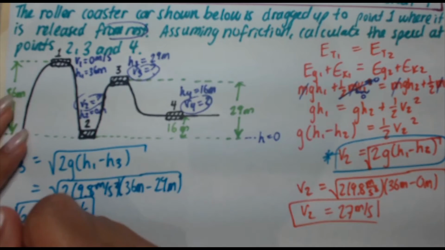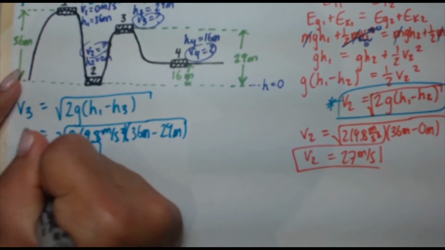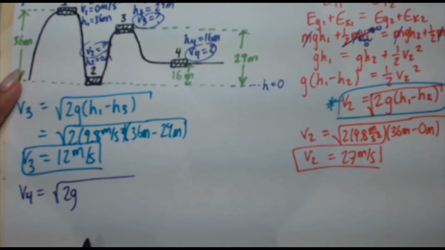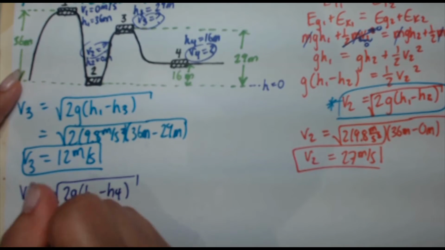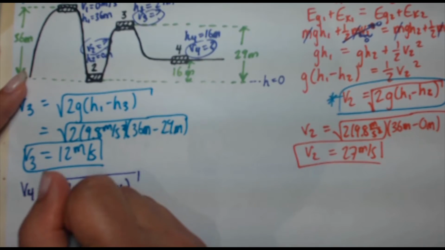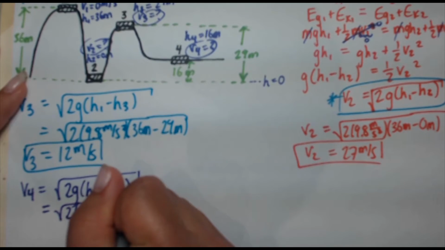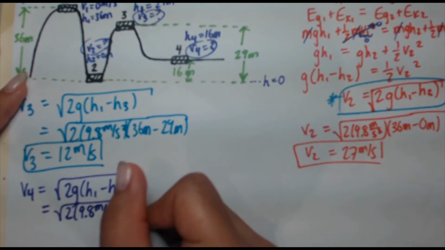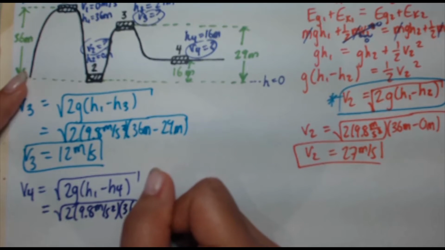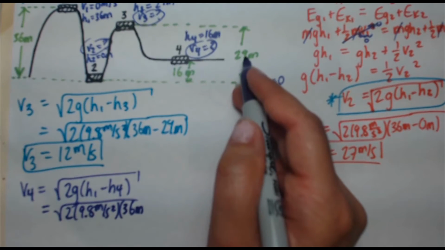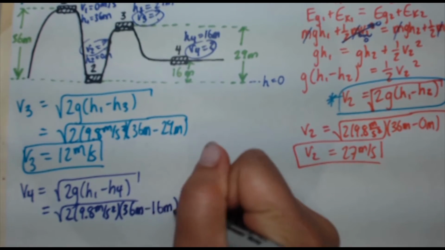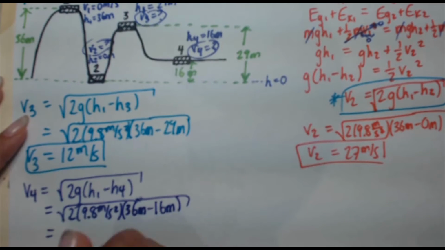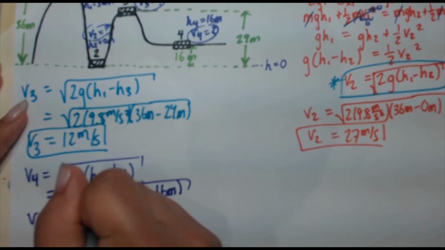I'm going to do my V4 right here. So V4 is equal to the square root of 2g times H1 minus H4. Okay, so plug in your values. Square root of 2 times 9.8 meters per second squared, H1 is 36 meters, H4 is... sorry, no, H4 is 16 meters. Okay. Plug it in, punch in your numbers, and you're going to get V4 is about 20 meters per second.